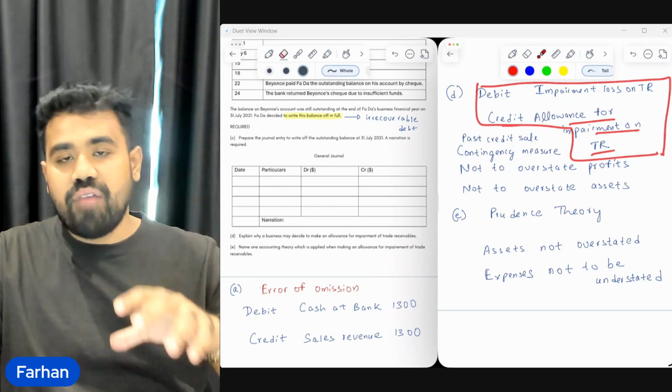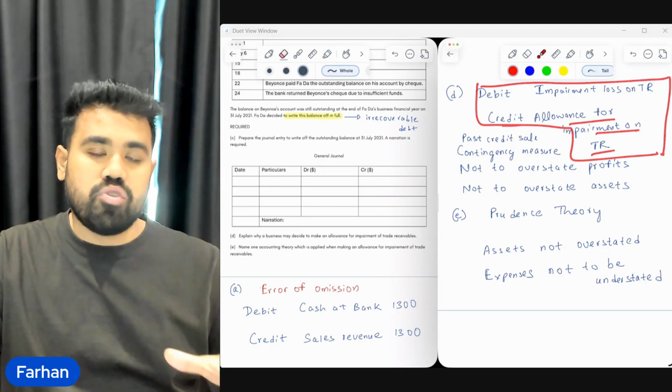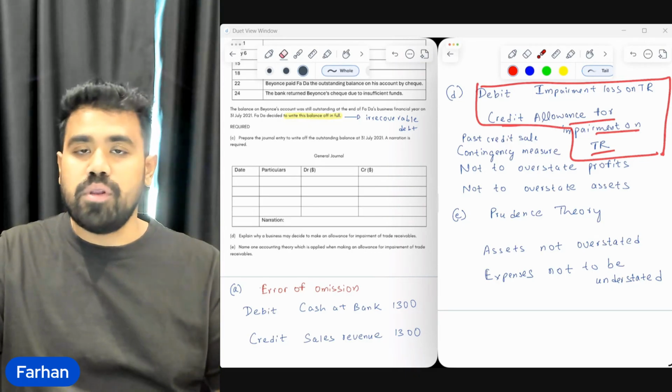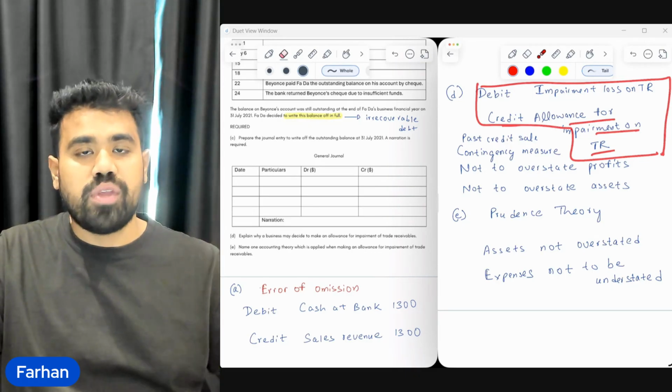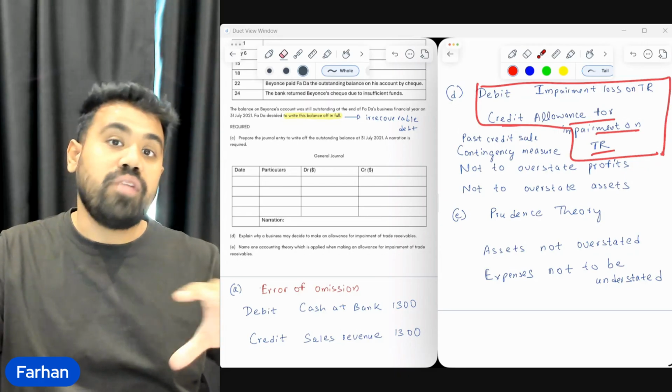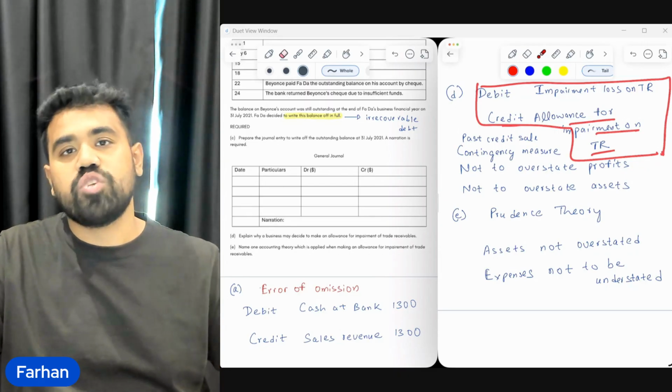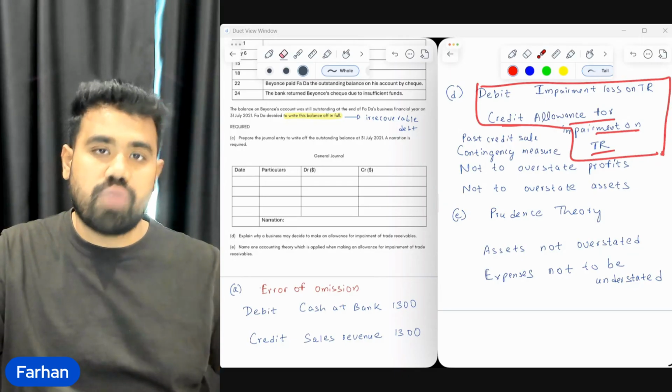So whenever we have an increase in this allowance for impairment on trade receivables, the correct way to journalize it would be to debit the impairment loss on trade receivables, which is to show the expense that has been incurred, and to credit the allowance for impairment loss on trade receivables, which is a contra asset account, which when it increases in value is to be always credited.